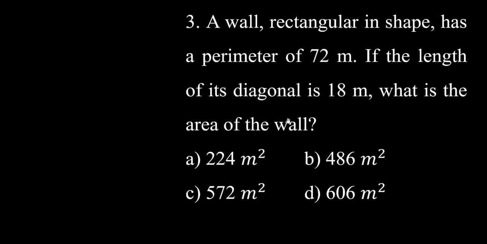A wall rectangular in shape has a perimeter of 72 meters. If the length of its diagonal is 18 meters, what is the area of the wall? Some of you may feel that these questions are very easy. What are the questions I am discussing today? They are all given in top recruitments. Later, once you are done with the class, you can check these questions on Google. You can find that in top-notch recruitments these are asked. All are previous related questions. Simply put, certain exams ask all these questions that I'm discussing.